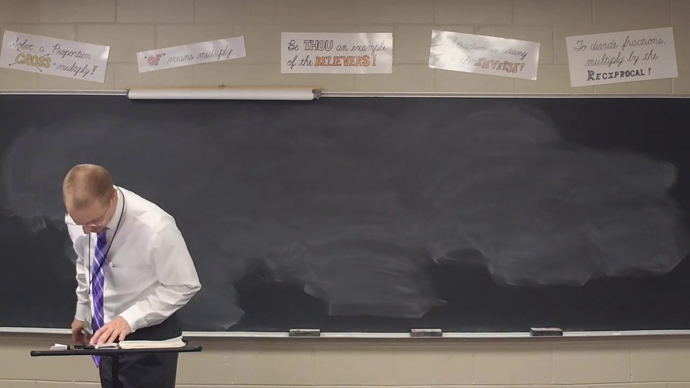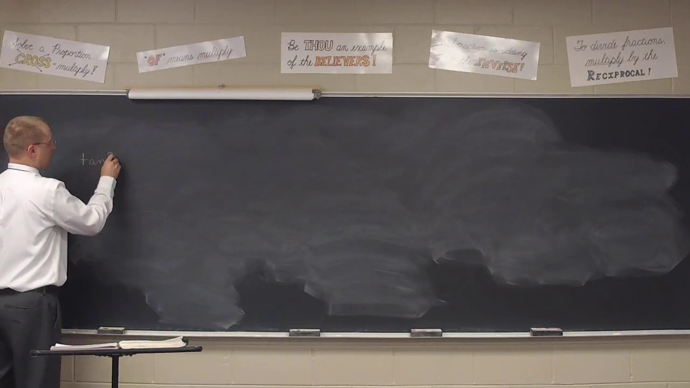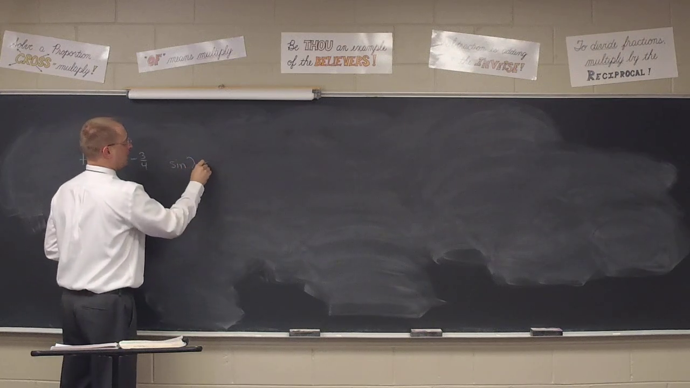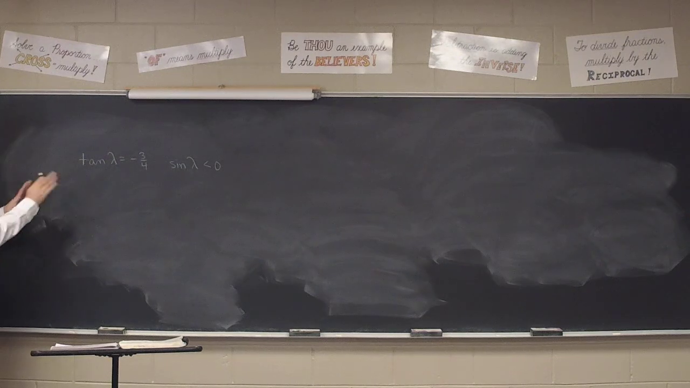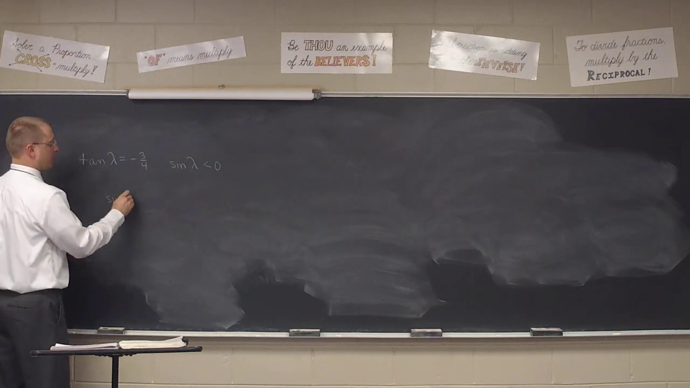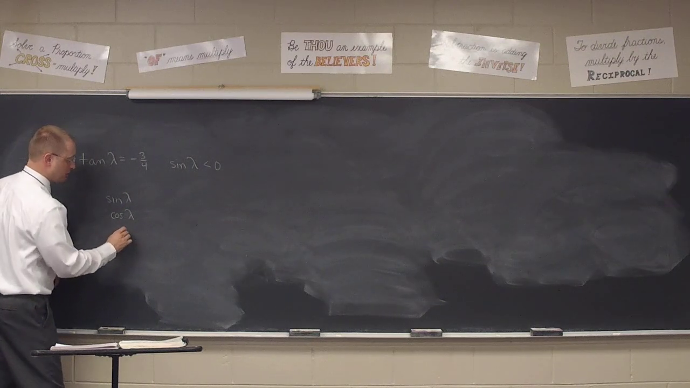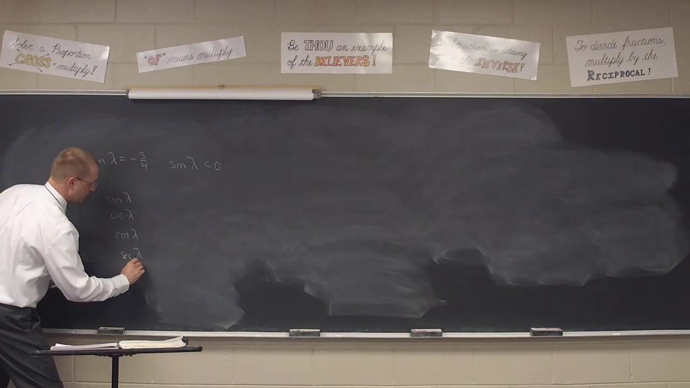Excuse me, the sine of lambda is less than 0. Now that wouldn't really help. The tangent of lambda equals negative 3/4, and the sine of lambda is less than 0. Given this information, we want to find the sine of lambda, the cosine of lambda, we already know the tangent, the cotangent of lambda, the secant of lambda, and the cosecant of lambda.